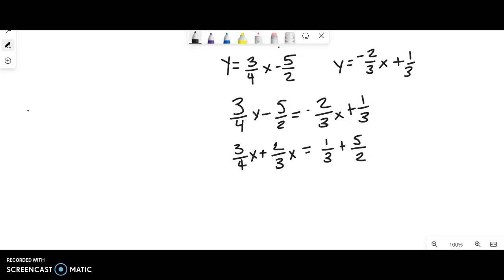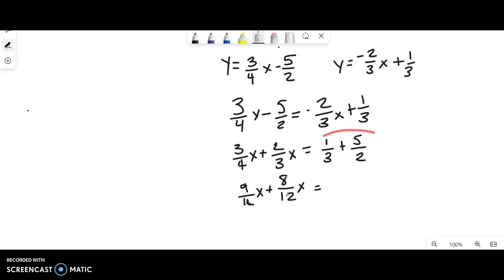So 3 over 4, in order to get that to a fraction over 12, I need to multiply it by 3. So I'm going to have 9 over 12. And 2 over 3, I need to have that over 12 as well. So I'm going to multiply this one by 4. So I'm going to have 8 over 12.